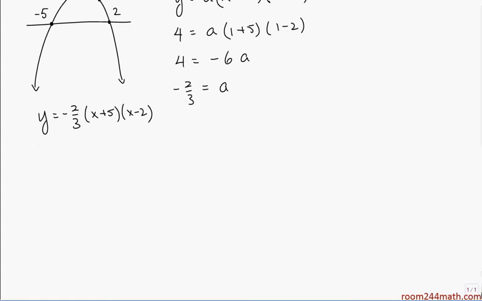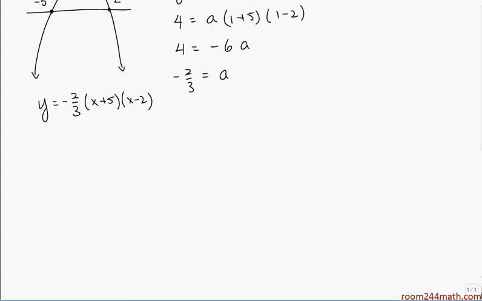Let's take a look at another example along the same lines, but this time with zeros that are not integers. This can be a little bit trickier. So here's our parabola. It's facing up. As soon as we see it facing up, we know the a value, that leading coefficient, is positive. And let's say it has zeros of negative 3/4 and a half.